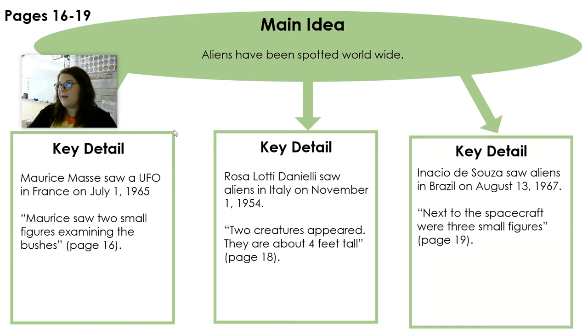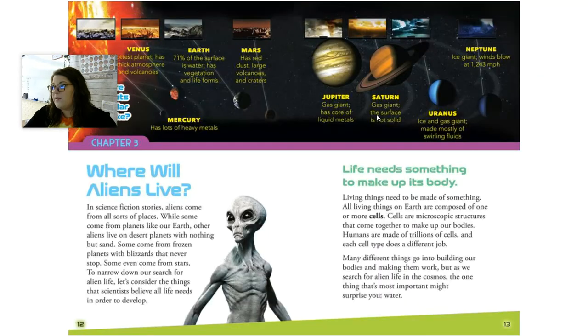So again, after we found this broad umbrella idea, aliens have been spotted worldwide, here are three examples of aliens being spotted worldwide. So we're going to take a look at a new text. What I'd like to do is pause the video right now to help you get into our bookshelf because this book is actually found online.